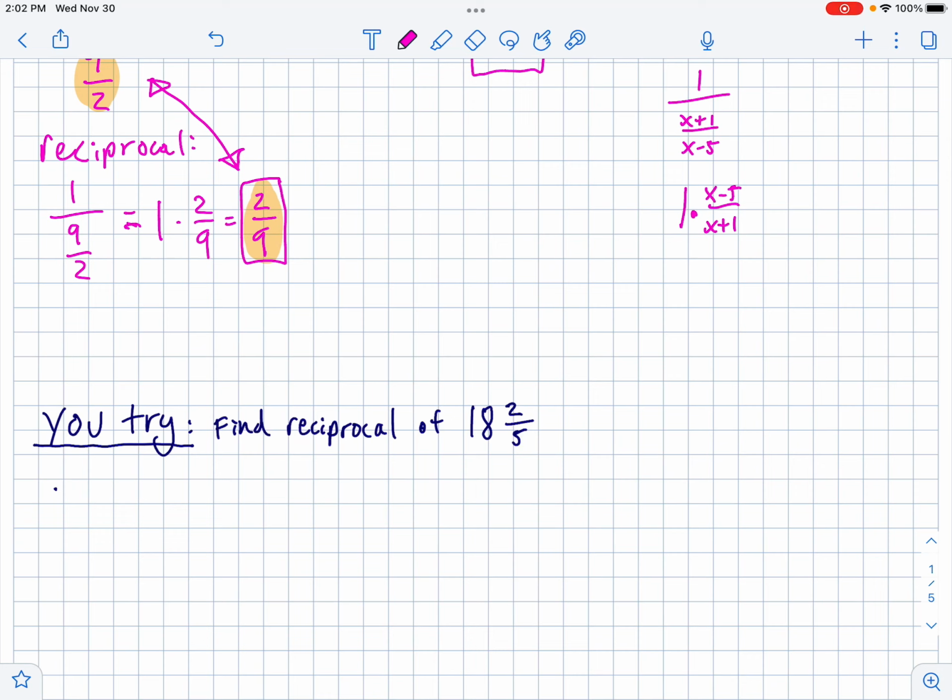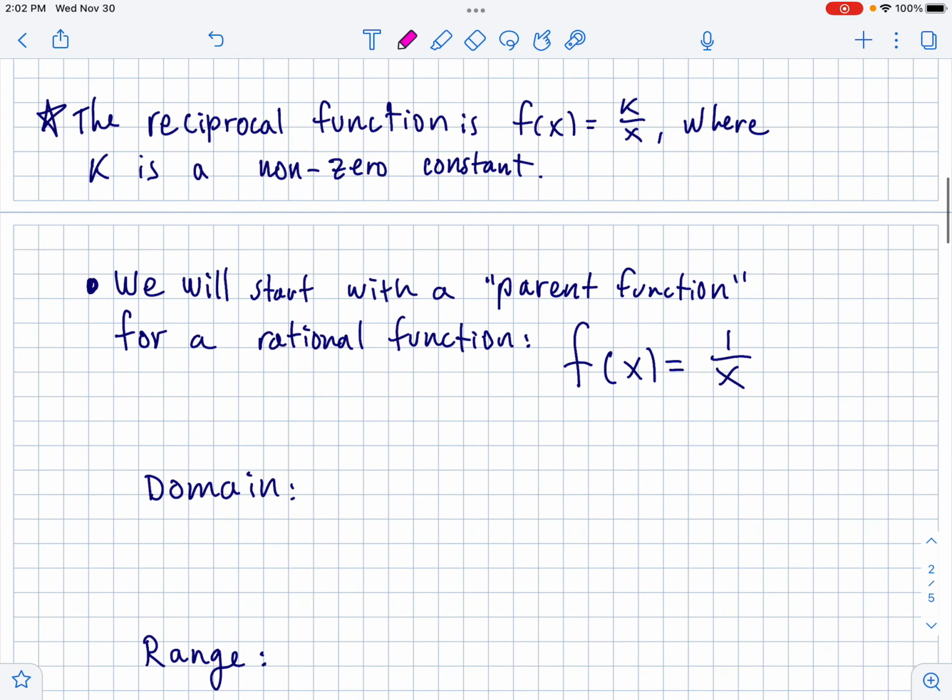Now I would like you guys to try this. You try. Find the reciprocal of 18 2/5. Did you guys get it? Great.